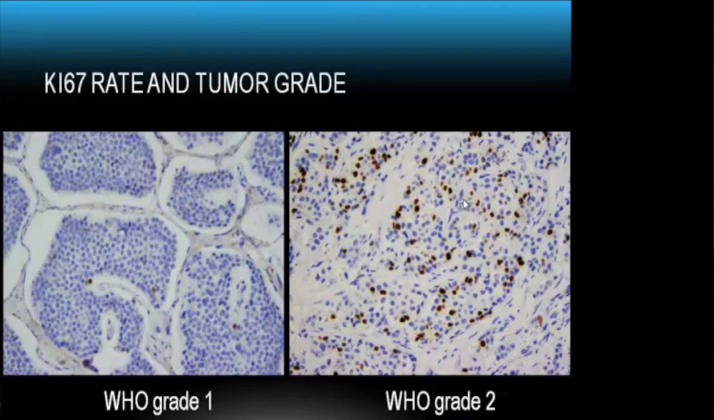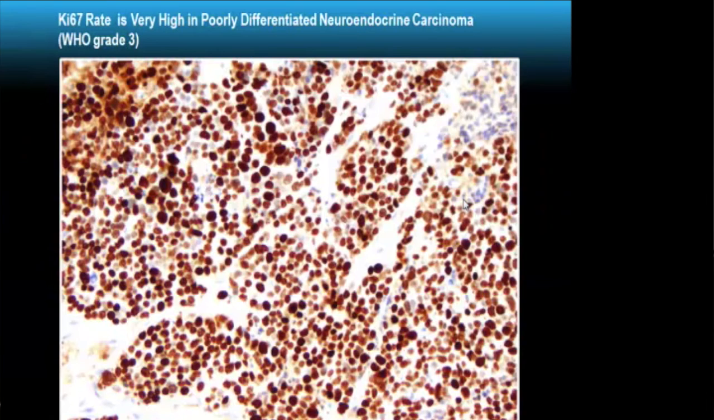However, in this picture, you can see there are so many more Ki-67 positive cells. So the Ki-67 percentage here is about 15%. So this is a WHO grade 2 tumor. In the next slide, it is a poorly differentiated neuroendocrine carcinoma. You can see there are so many tumor cells, almost 100% of the tumor cells are positive for Ki-67. So therefore, it is a high-grade or poorly differentiated neuroendocrine carcinoma, and the tumor will behave very aggressively.